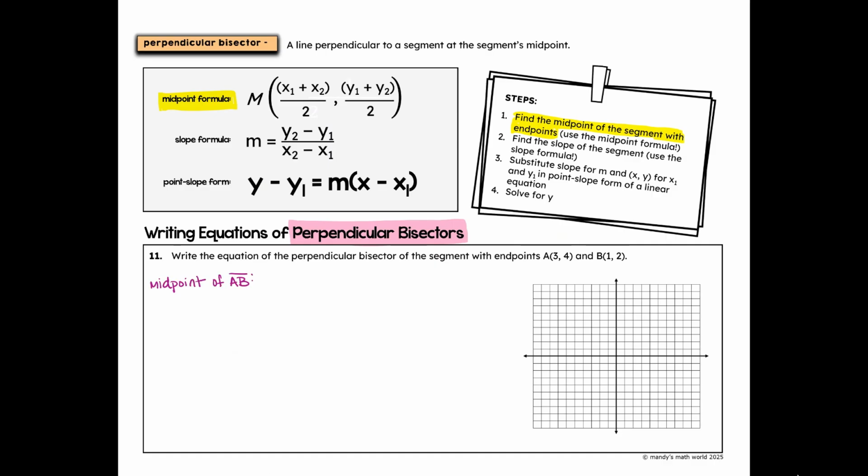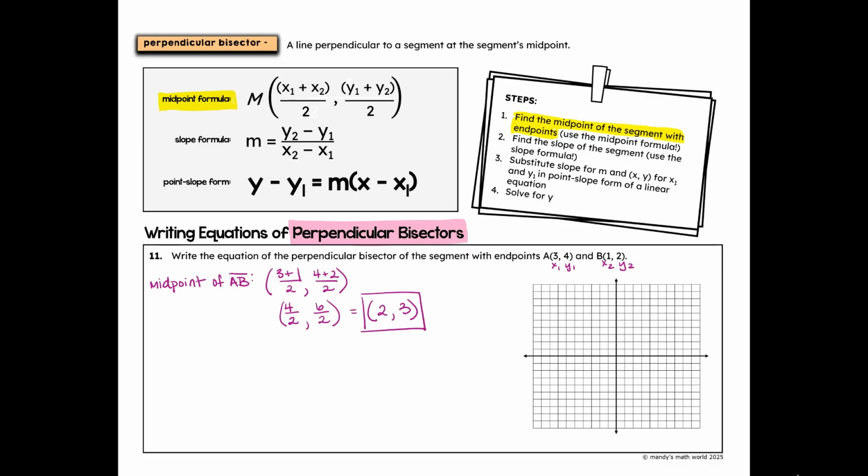So I'm going to find the midpoint of segment AB. I'm going to label (3, 4) as x1, y1, and the point (1, 2) as x2, y2. Then I plug into the formula. I add my x values: 3 plus 1 over 2. I add my y values: 4 plus 2 over 2. That simplifies to 4 over 2 and 6 over 2, which is (2, 3).